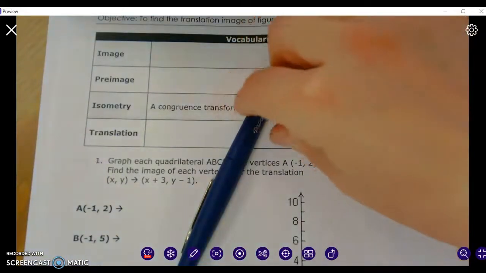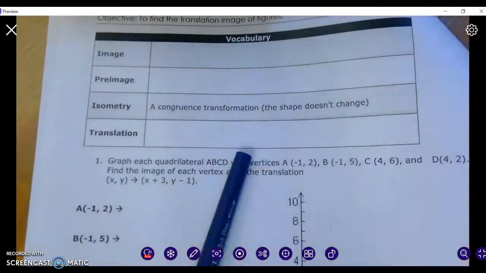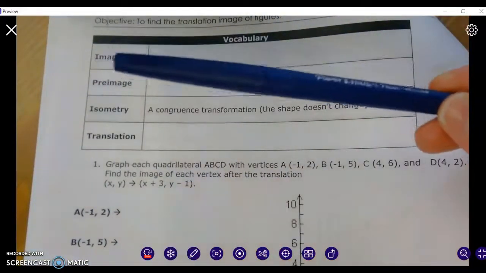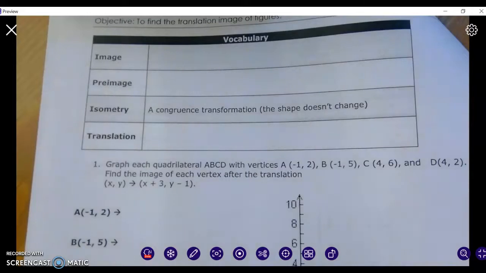What if I slide it down this way? Did that pen change? No, right? It's still the same pen. It's just in a new location, okay? So that's really what we're going to be focusing on, just moving things to different locations.